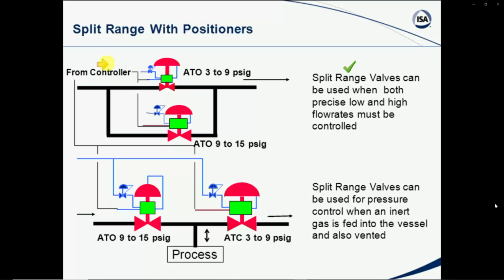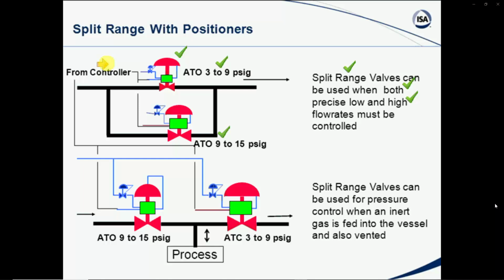Other applications, a couple of them briefly, are shown here. Split range valves are used so that if you need to control both precise low and high flow rates, you can control like this. For instance, a smaller valve here, maybe air to open 3 to 9 pounds. And when you're needing that low flow and you're throttling in the 4, 5, 6 psig output, you will notice that your large valve, which is in the bypass shown here, would be closed because it doesn't start opening until 9 pounds.